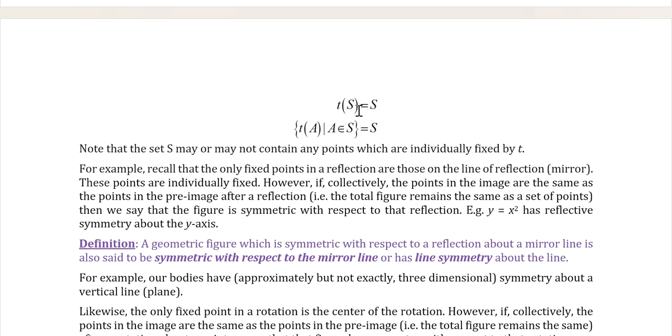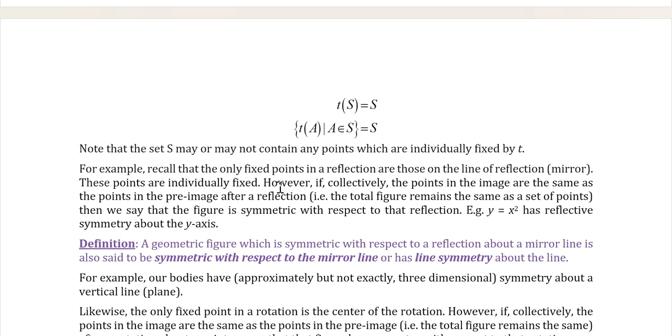What do we mean by that? What we mean is T of all points A, the set of all points A in S, we take all their images, take that set, and that's what's meant by the left side, and that's equal to S itself. The set S may or may not contain points which are individually fixed by the transformation T.